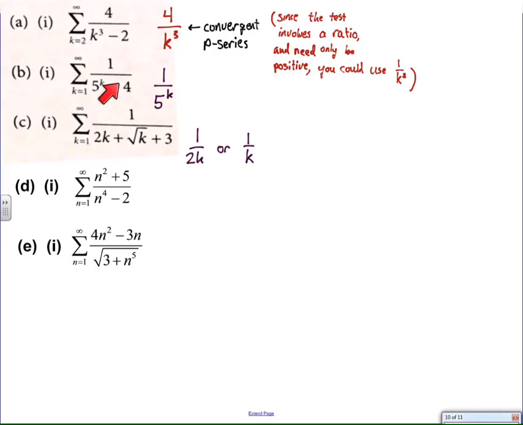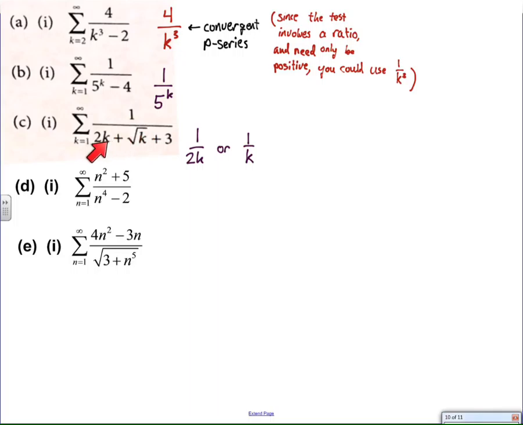So here, 1 over 5 to the k minus 4, we're going to compare with 1 over 5 to the k. Pretty straightforward. 1 over 2k plus a whole bunch of stuff, we can compare with either of these, 1 over 2k or just 1 over k, because once again, it's just a ratio of this expression over that expression or vice versa, it doesn't matter how I scale it. What matters, again, is how the variables relate to one another in a ratio.